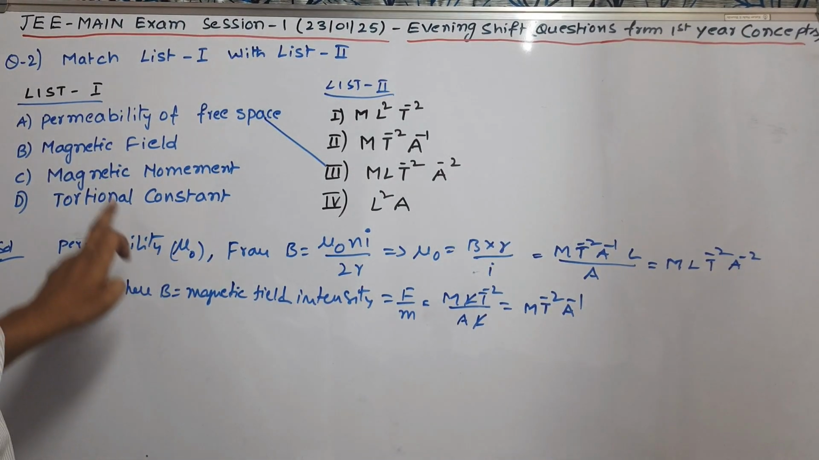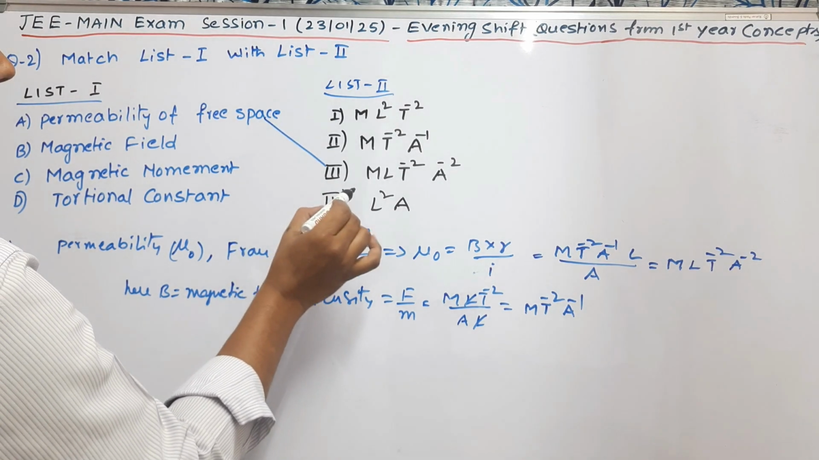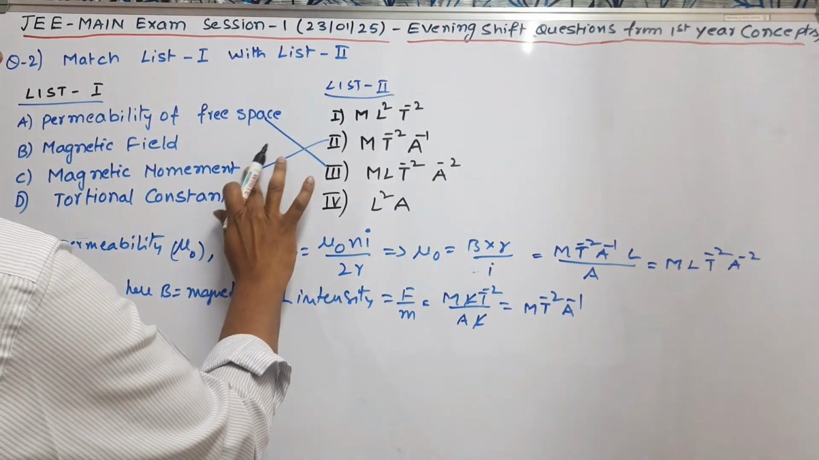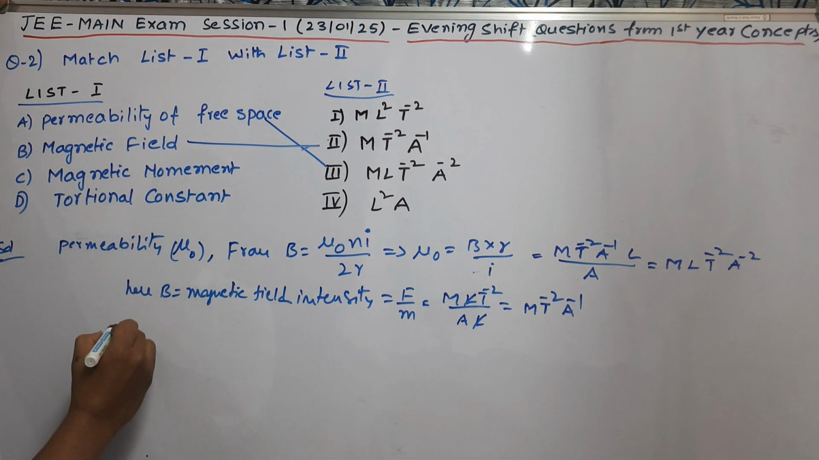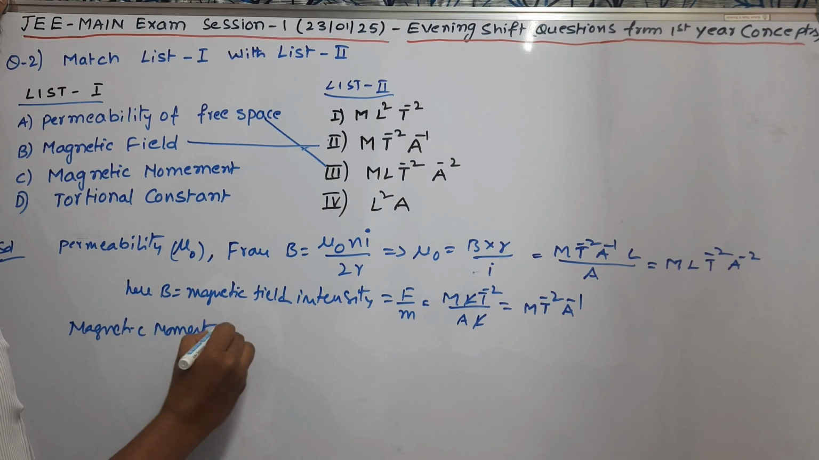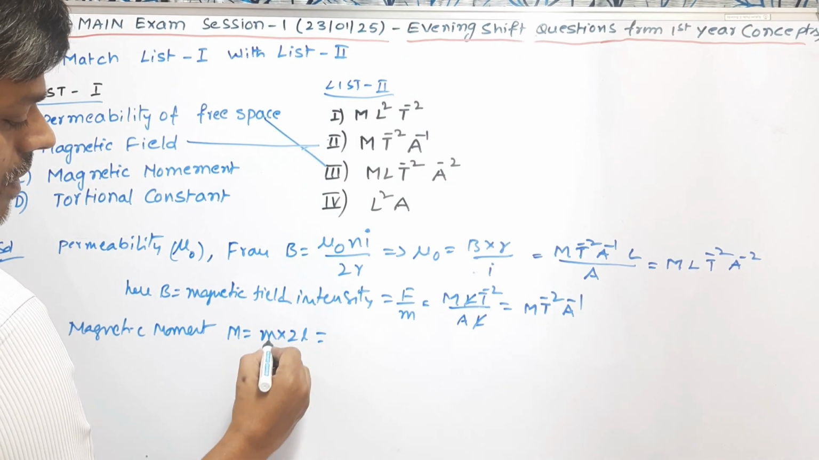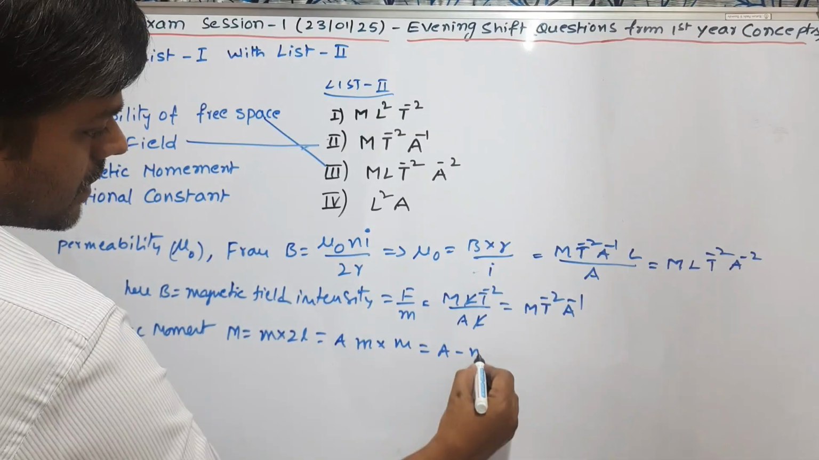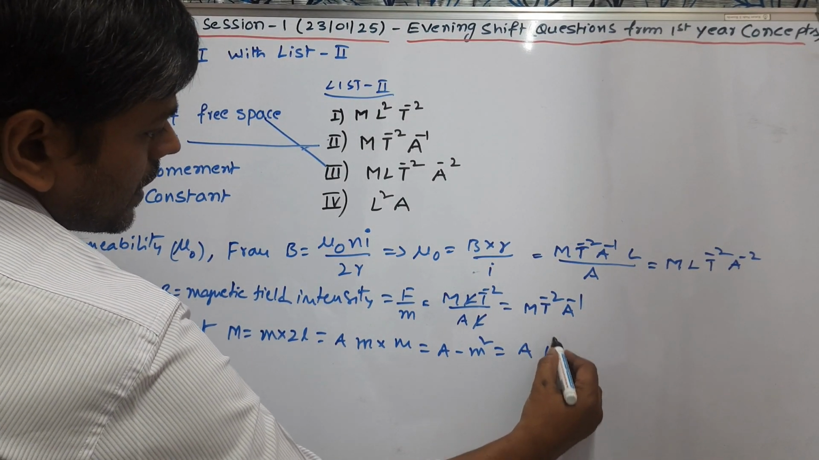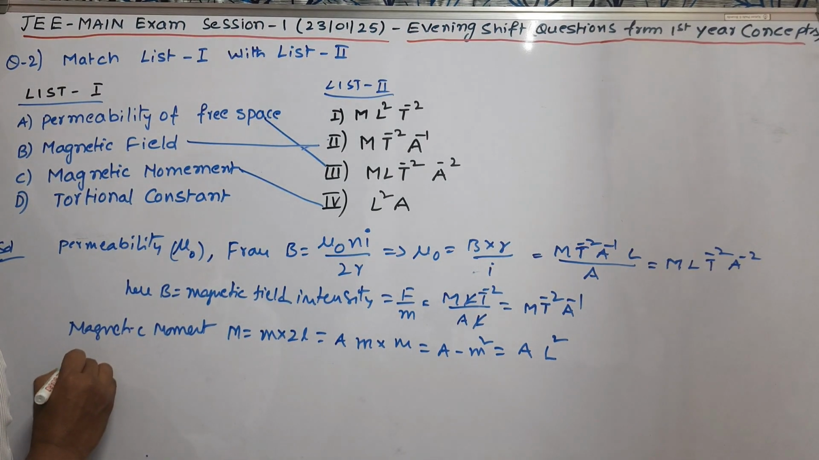Okay, next one is magnetic field. Already we discussed it: M T power minus 2 A power minus 1. Okay, next see magnetic moment. M is equal to pole strength into length of the bar magnet. Pole strength is ampere meter, length is meter. That implies ampere meter square, that is A into L square.